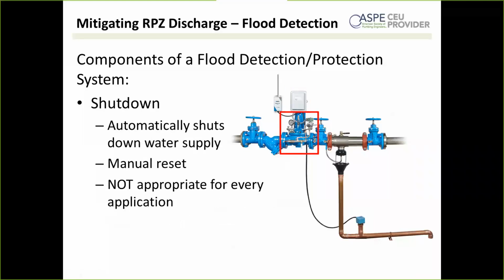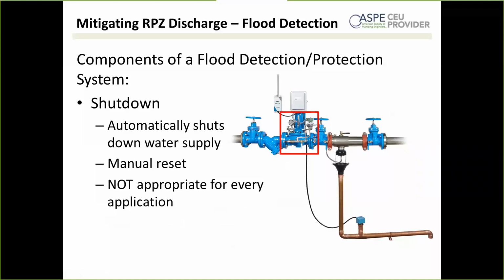The next component is the shutdown. This can be optional, as automatic shutdown is not appropriate for every application. Fire sprinklers being the obvious one that comes to mind. You're definitely not putting an automatic shutdown on a fire sprinkler system. So this is going to use an electric signal to close a shutdown ACV in the event the system is triggered, based on all of that timing and positioning that we talked about earlier.